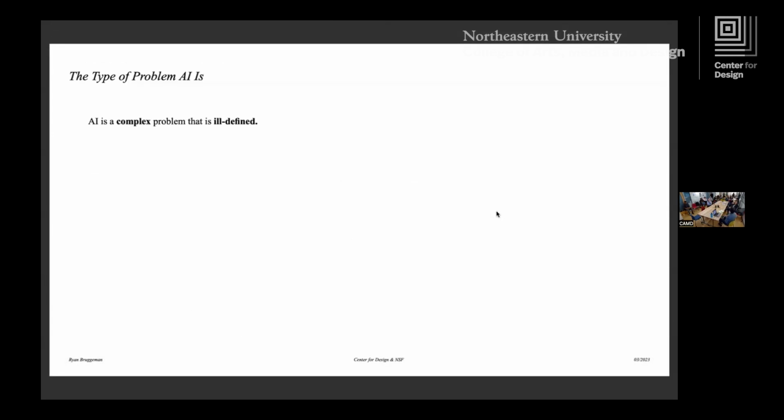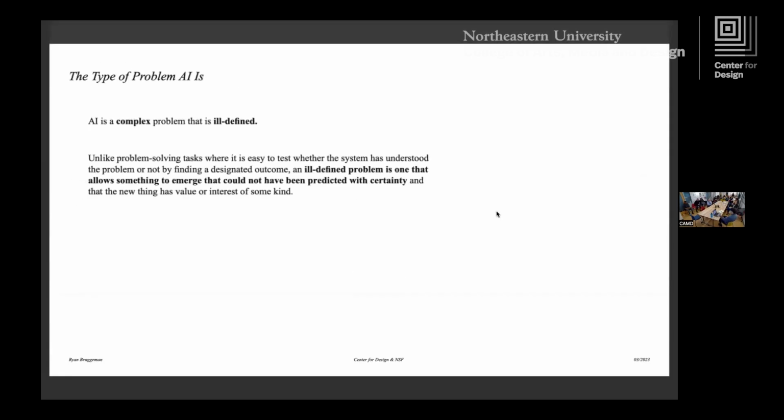So the type of problem that an AI is, is complex and ill-defined. What I mean by that is that an ill-defined problem is one that allows something to emerge that could not have been predicted with certainty, but that the new thing has some value or interest. So, we think about the creation of these large language models and the way that we talk to them. There's some value and some interest, but we don't really know. These are ill-defined problems because we didn't know that that was going to be the outcome. It's just the product of its training and that combination of choices for design actions, deliberation that manifested that model.